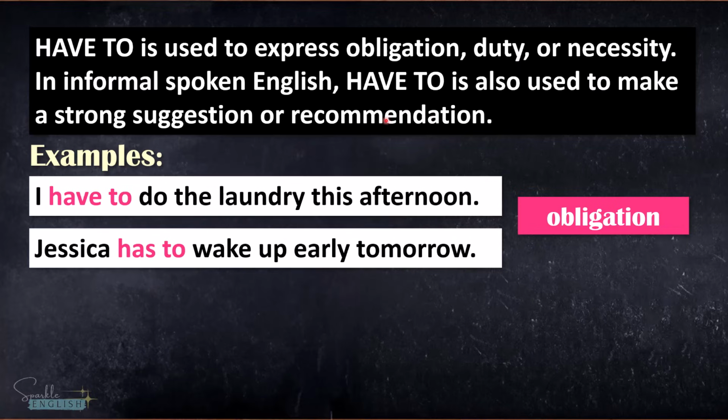But because have to is a semi-modal verb, we do change the form. Jessica is the subject of the sentence, and because Jessica equals she, third person singular, we change that to has to, not have to. Okay? But have to functions like a modal verb, and that's why I'm including it in this list.